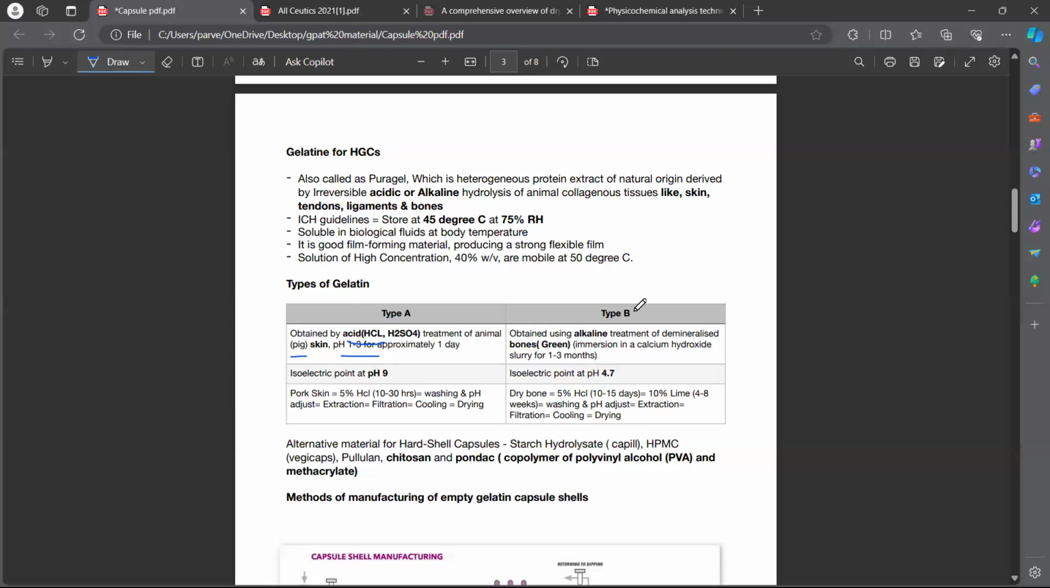While coming to type B gelatin, it is alkali treated, and generally its source is green bones. So it is very important, guys. I think in GPAT 2022 or 2021, they asked about the source of type B gelatin, which is green bones. While for type A gelatin, the source is pork skin, pig skin.